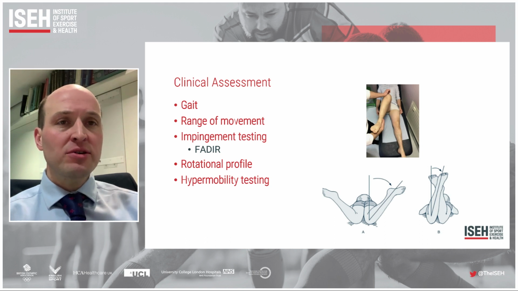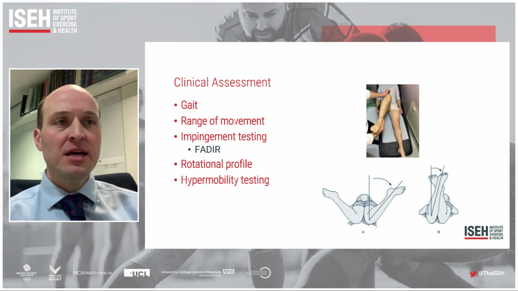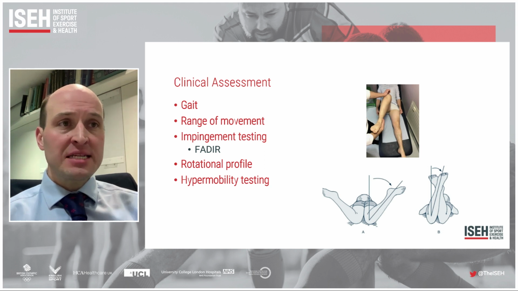Range of movement of the hip is critical, with a particular understanding of internal rotation and its limitations. Impingement testing using the flexion adduction internal rotation test is also very important. The test will be positive in a number of conditions, so it is sensitive though not particularly specific. So if it is negative, then it makes it much less likely that impingement is present.